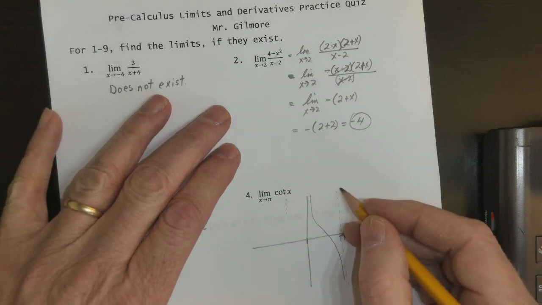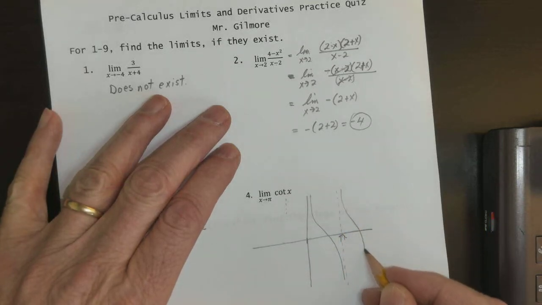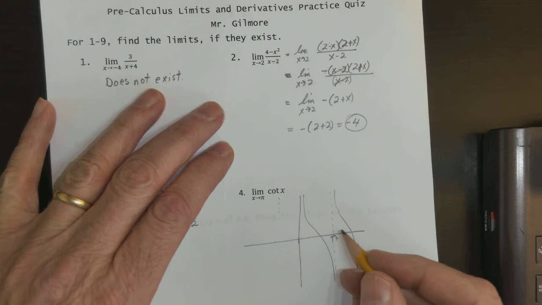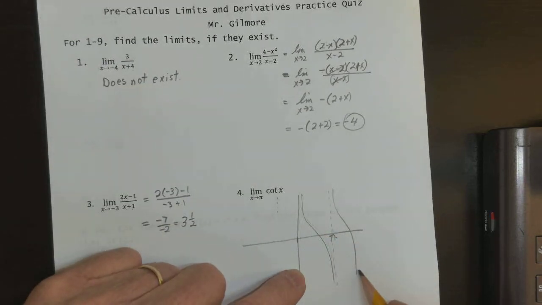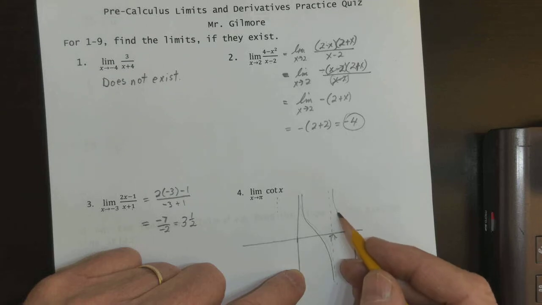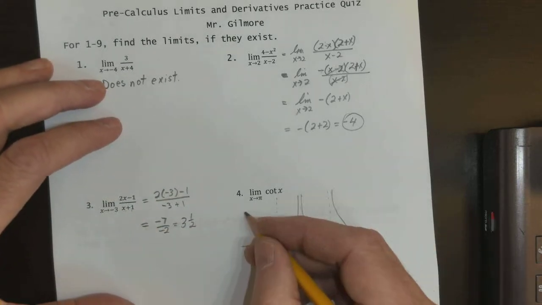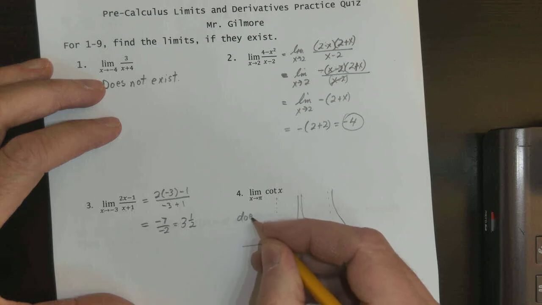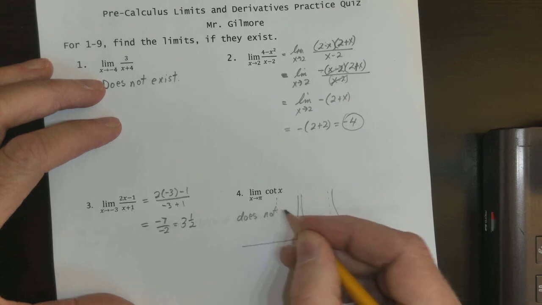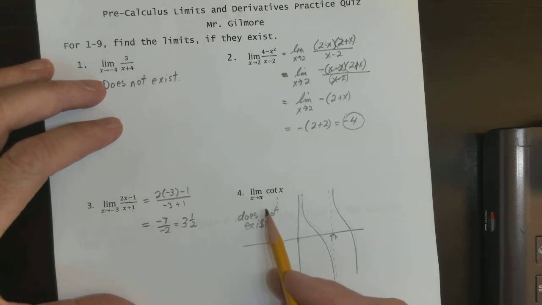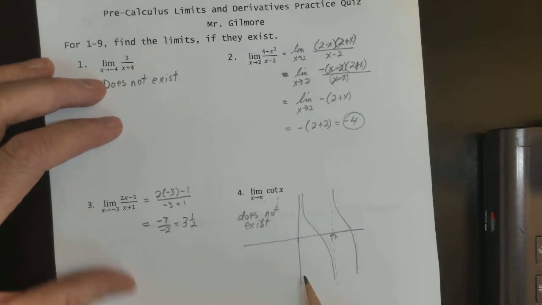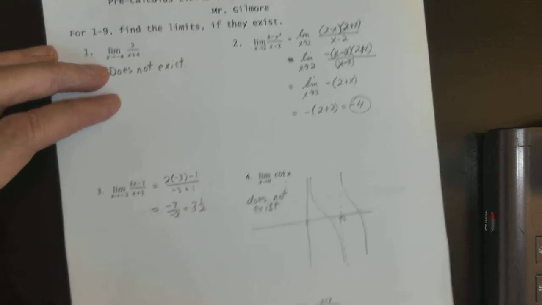Here's 0. And if you'll look, as we approach pi, we go down to negative infinity from the left. As we come from the right, we go positive infinity. So this is another one where the limit does not exist. Not at pi. Okay.